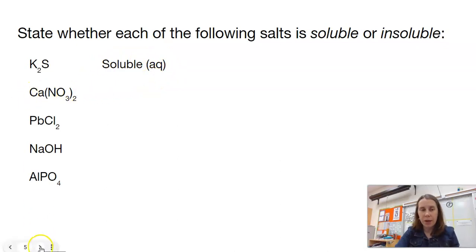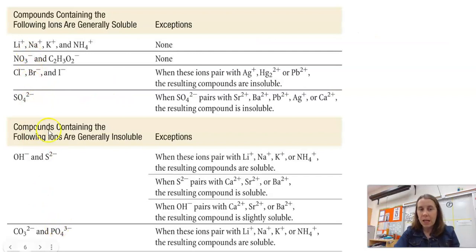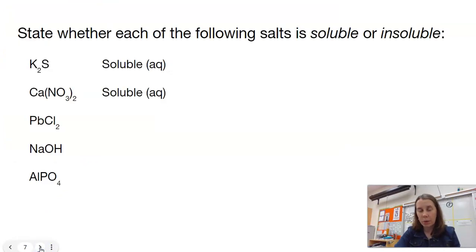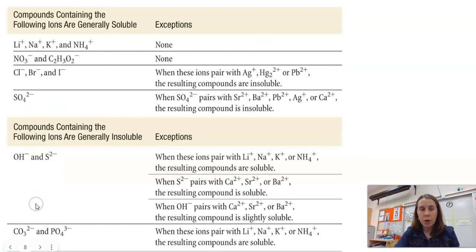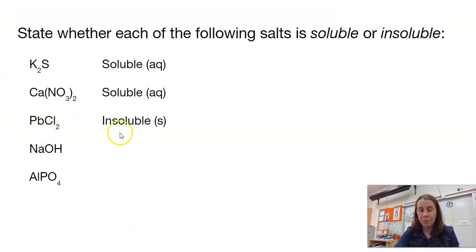Calcium nitrate. Calcium is not listed here, but nitrate is, and there are no exceptions. It's always soluble. So calcium nitrate would be soluble, and we'd write the little (aq) there. Lead chloride, PbCl2. Lead is not listed here, but chloride is. Generally, compounds with chloride in them are soluble, but lead is an exception. So if lead is in there, it's going to be insoluble. When we write that one, we'll have the little (s) after it because it is insoluble. It does not dissolve.